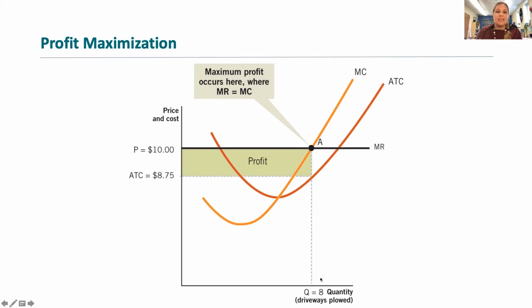And so this is the quantity of driveways that Mr. Plow will want to plow. The profit is the area of this rectangle, and we're going to go into that in more detail a little bit later in the second part of this lecture. But the most important thing for you to know now is that you're looking in a table for the place where marginal revenue equals marginal cost. In a graph, you're looking for the place where marginal revenue intersects with marginal cost.